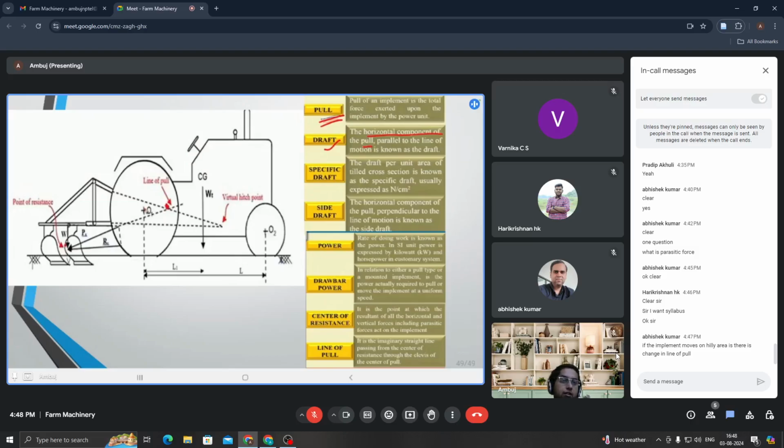So first of all, with the technology present in this era, we are not able to achieve this. And for your curiosity, if you are asking me that in case of hilly area, definitely there would be a change in the line of pull, because the component of the weight will also be added to our horizontal component of force. That is why change in the line of pull would be there. I think in place of hilly area, you can say in case of tillage in a sloped area, will there be a change in line of pull? That would be somewhat more appropriate question according to me.